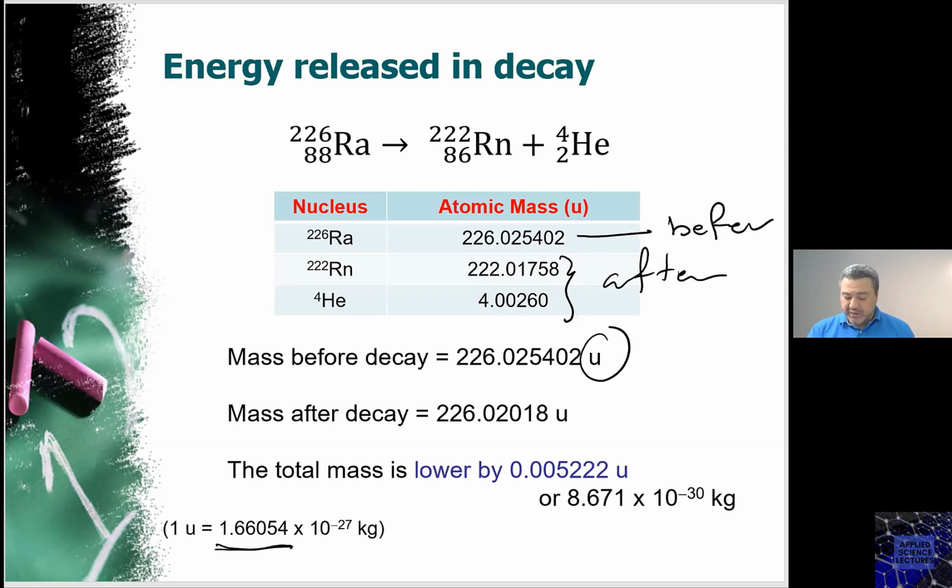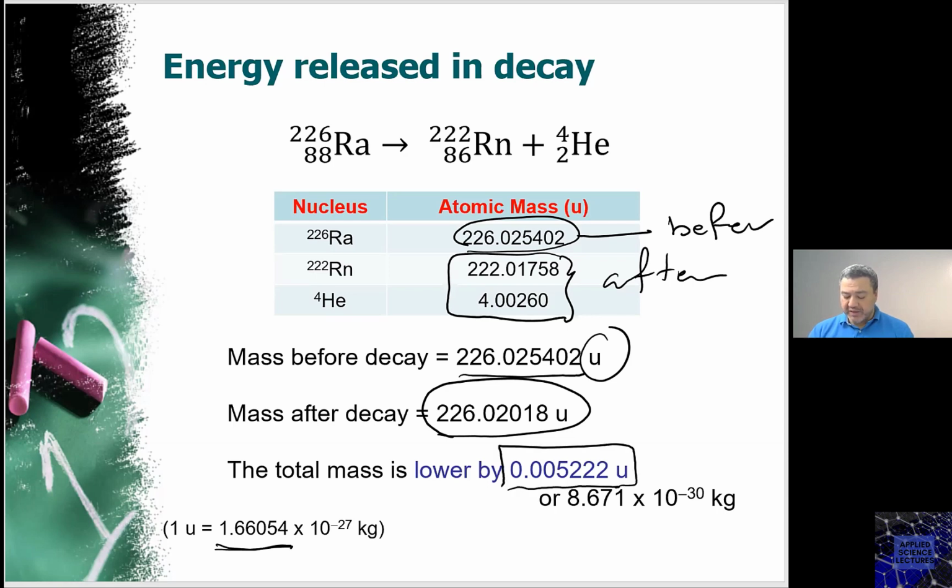So this is the total before the decay, coming from here, and this is the total after the decay coming from the summation of those two numbers. Then the difference of the mass is 0.005222 unified mass unit. So the mass has been decreased by this number. This is a unified mass unit. If you multiply it by this number, every one unified mass unit equals 1.66054 times 10 to the power minus 27 kilogram, you will get the total mass in kilograms.